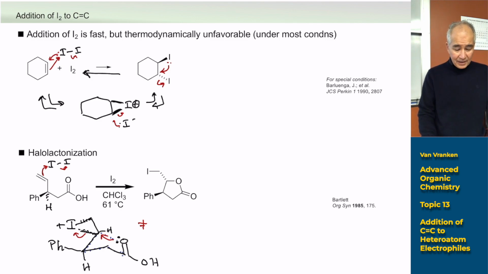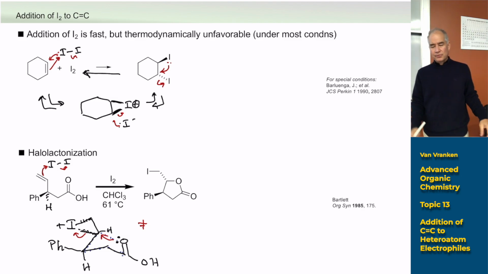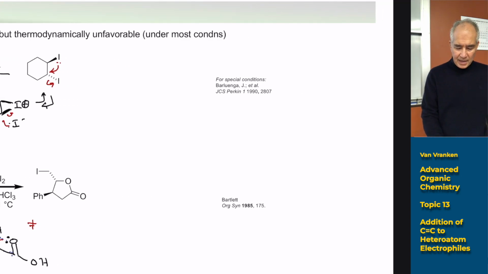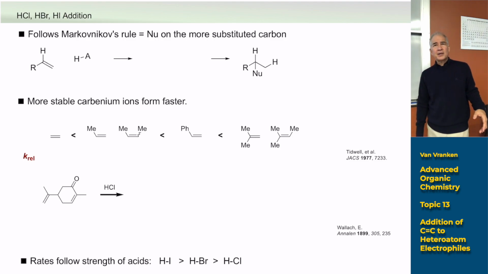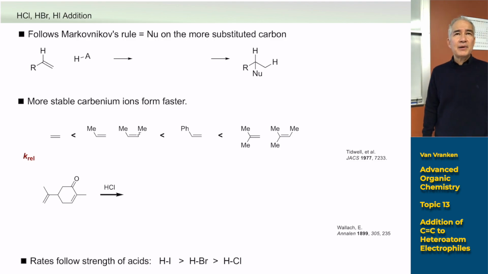Okay, so addition of halogens. If you just have simple alkenes, they go through these 3-membered ring halonium ion intermediates. Let's switch gears a little bit to something that does not go through a 3-membered ring intermediate.